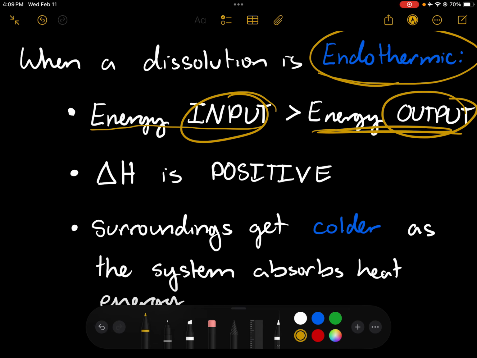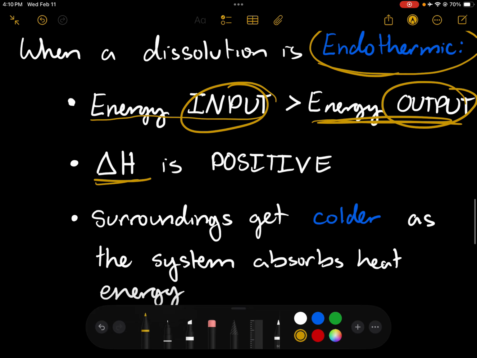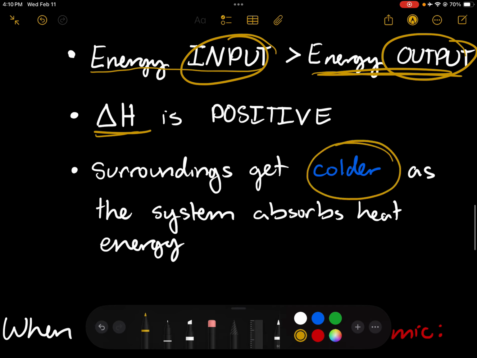Overall, if you have an endothermic dissolution, your delta H value will be positive, because overall energy is being absorbed to complete the dissolution. And as a result, your surroundings are going to get colder, because that system is overall absorbing heat energy from the surroundings. So you would record a temperature decrease on a thermometer with an endothermic dissolution.